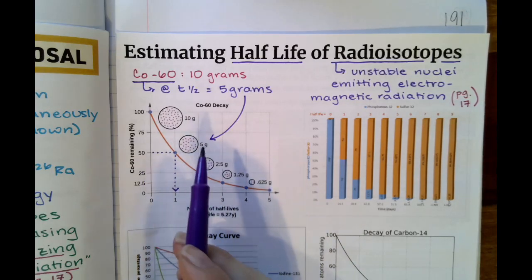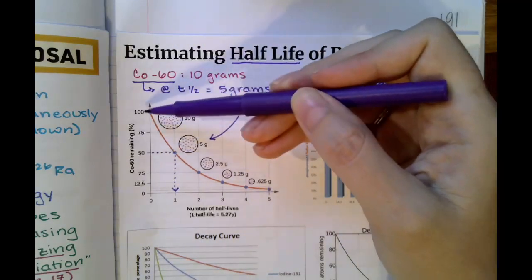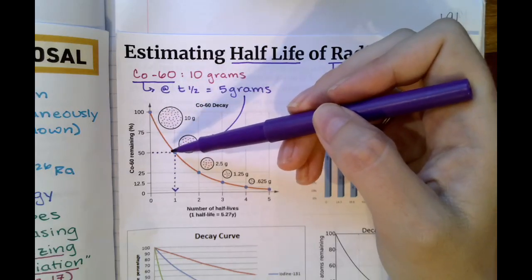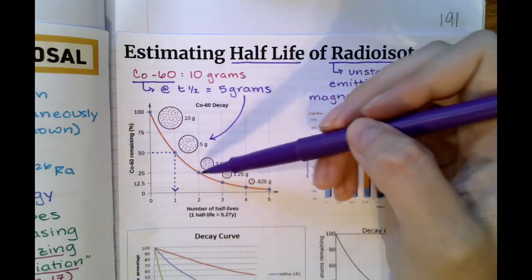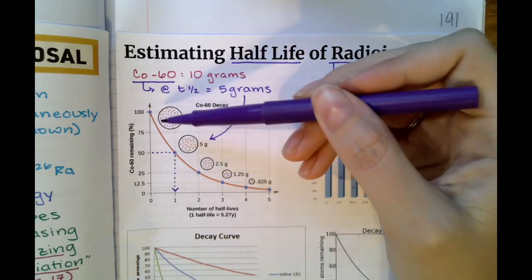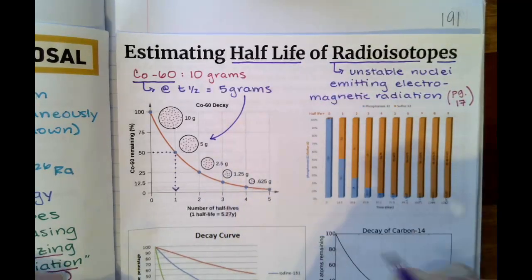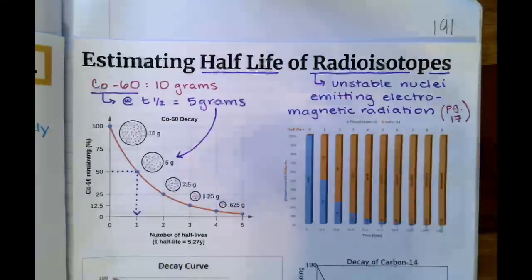But remember, the rest of it still has to decay, and do you see that this curve is sort of the opposite of exponential? So how long will it take for another half of that to decay? Well, another half-life. Then we'll have 2.5 grams, then we'll have 1.25, and every time you give it a half-life, in this case 5.27 years, every time you do that, you get half remaining.